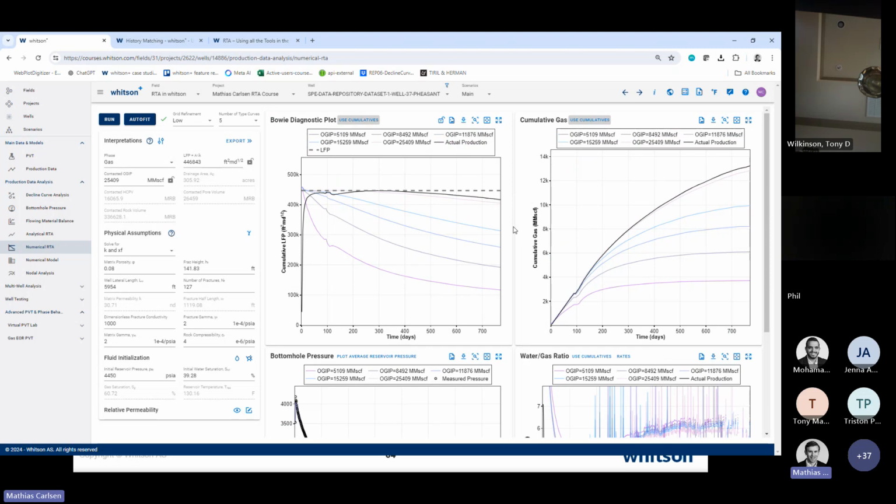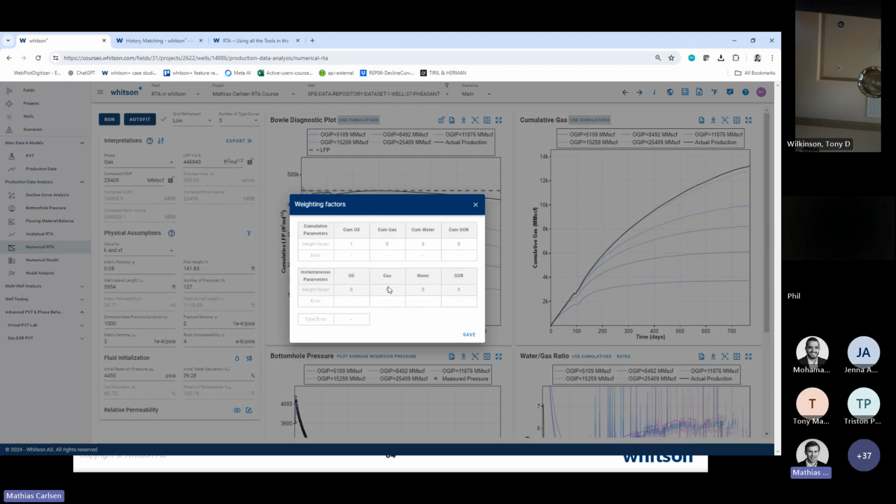If not, contact Mo on support if you are seeing something different. But you'll see that the layout is very similar. Next to the run, there's an autofit button. That autofit button will use these weight factors right here.